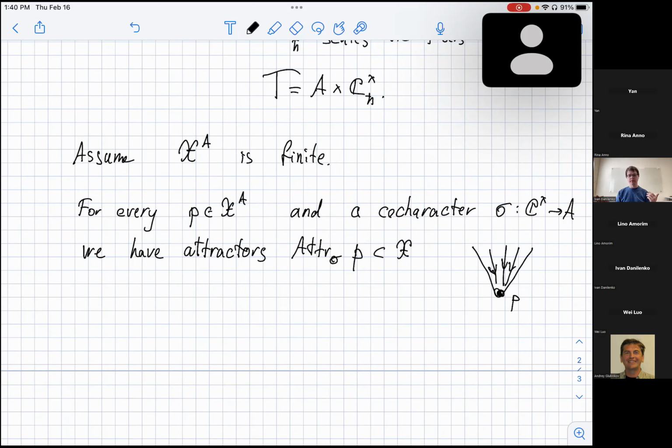Because we have a symplectic structure, the tangent space at P splits into two parts. One is positive with respect to sigma, and the other is negative. And they are isomorphic, right? So it means that these attractors are of dimension half the dimension of X, right? And you can even show that they are Lagrangian, even Lagrangian.